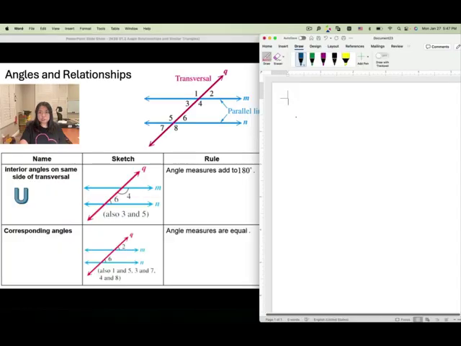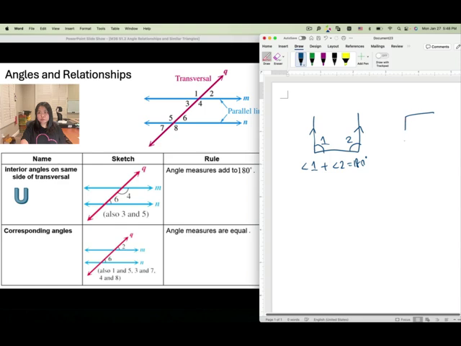Okay, this one will be using the letter U. We say these two lines are parallel. Then the interior angles on the same side of the transversal, when they add up, will be equal to 180. Angle 1 plus angle 2 equals 180 degrees.